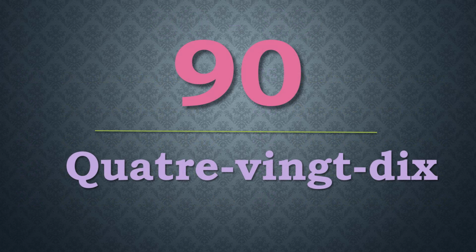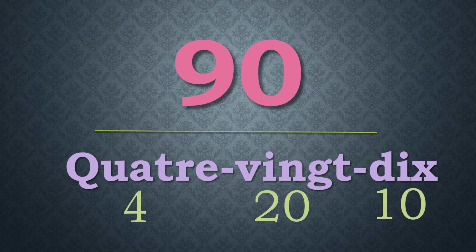And now that brings us to 90. If we break that down, we have 4, 20, 10, or 80, 10, which adds up to 90. So much like the 70s are based on 60, 90 through 99 are based on the number 80. Let's take a look at that in action.